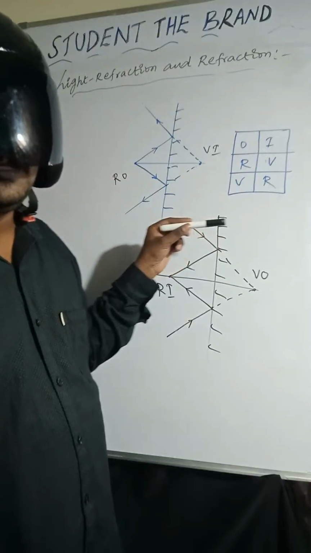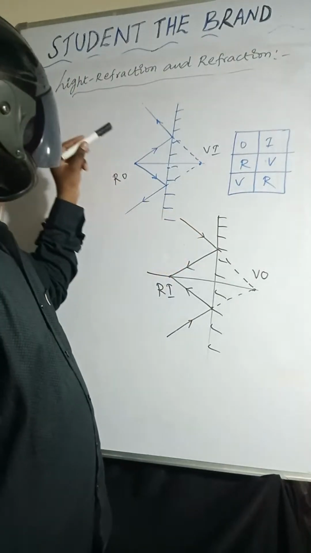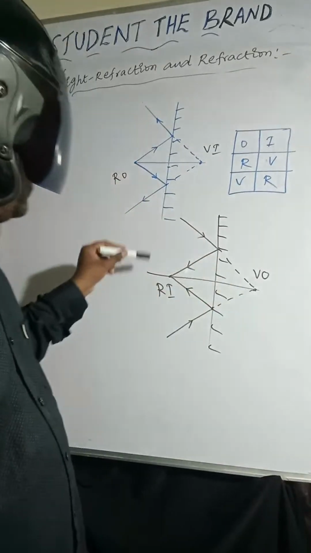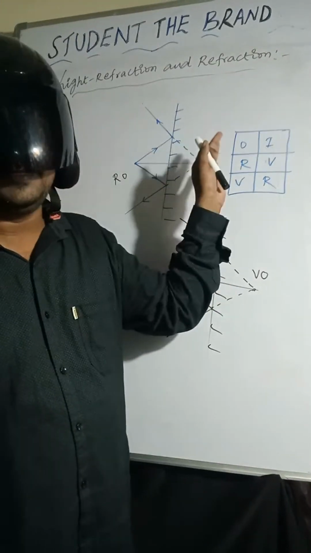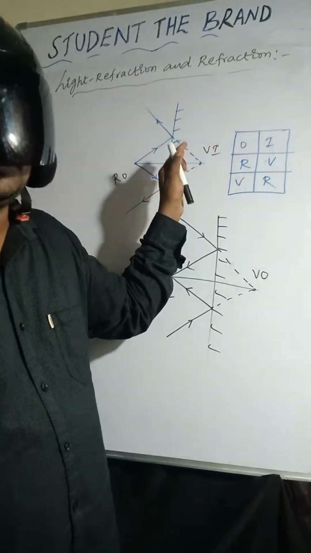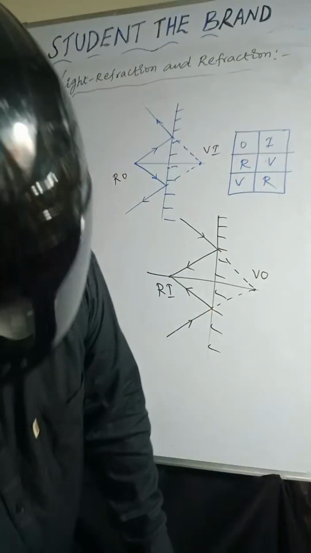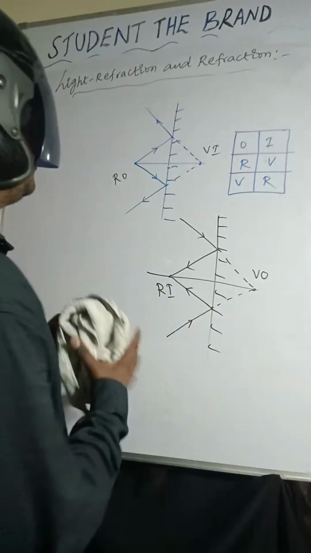Clear? Okay. So once again check here. Object is real, image is virtual. Object is virtual, image is real. Very, very important. Make sure that you are learning this one. So very clear. Right. Next one, we will discuss one more.